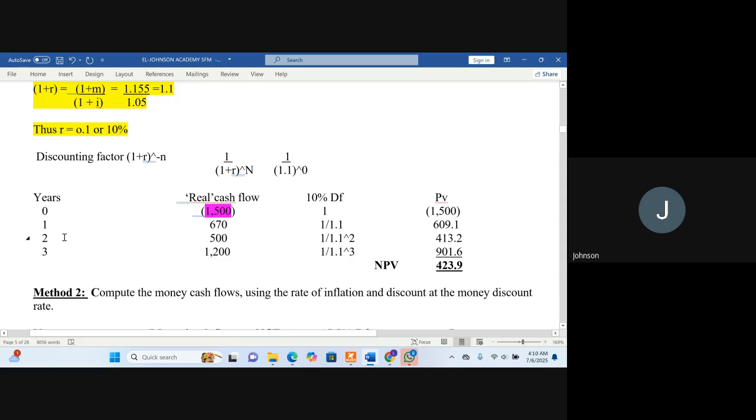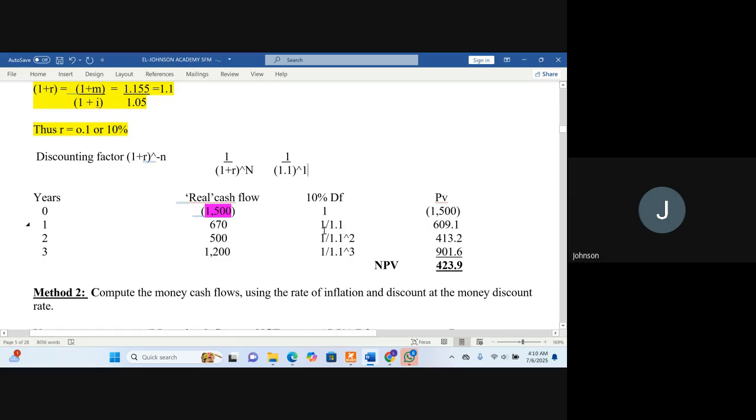Then in year 1, instead of putting 0 here, what you need to do is just change this to 1, raised to power 1. So do we know how to get our discount factor? It will become 1 over 1.1 raised to power 1. So that is what we have here.